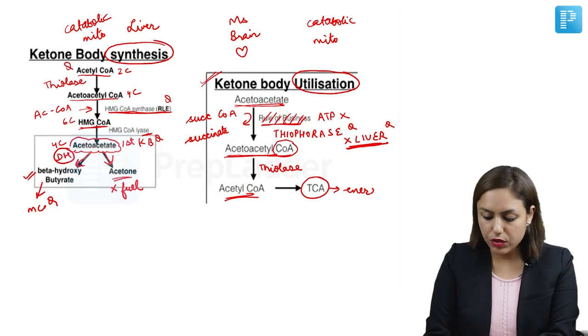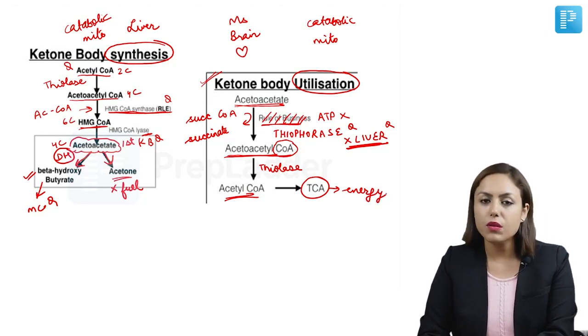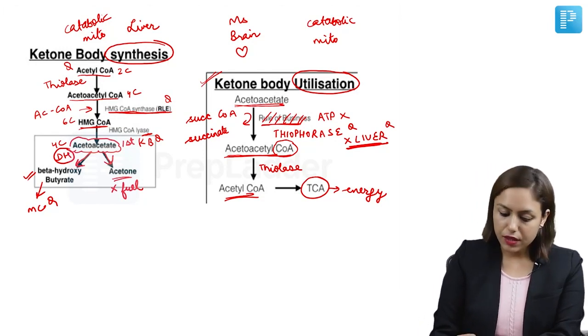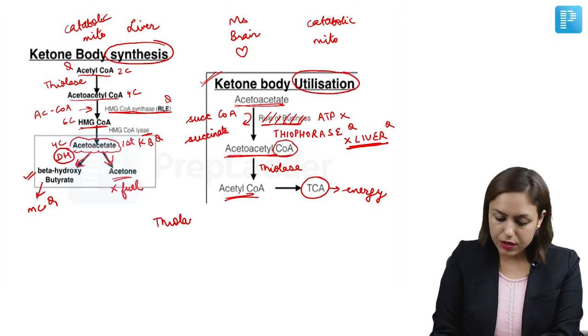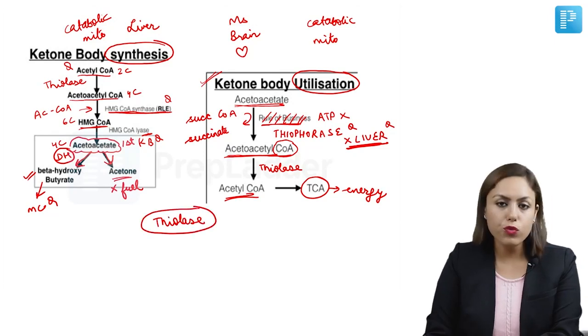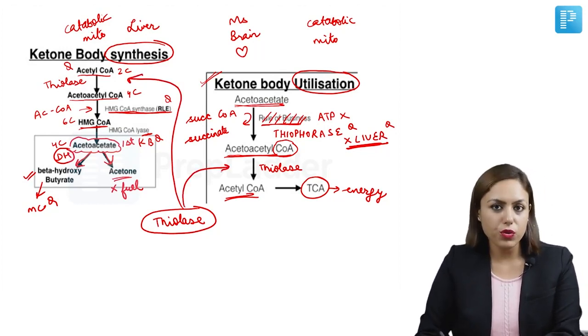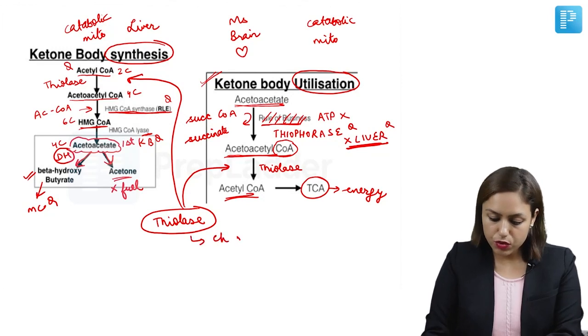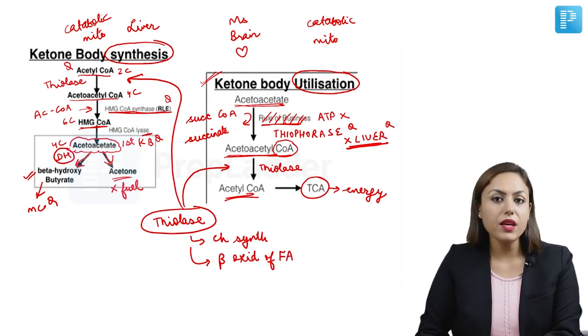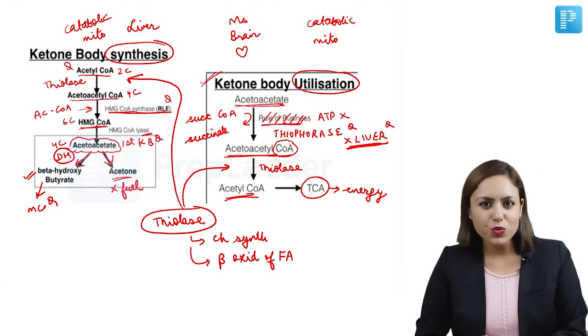TCA to provide energy in cells like muscle, brain and heart. So this way ketone body is broken down to give energy, right? And this thiolase enzyme is common to 4 pathways. It is there in ketone body synthesis, it is there in ketone body utilization, it is used in cholesterol synthesis, it is also used in beta oxidation of fatty acids, right? So this is it with lipids.